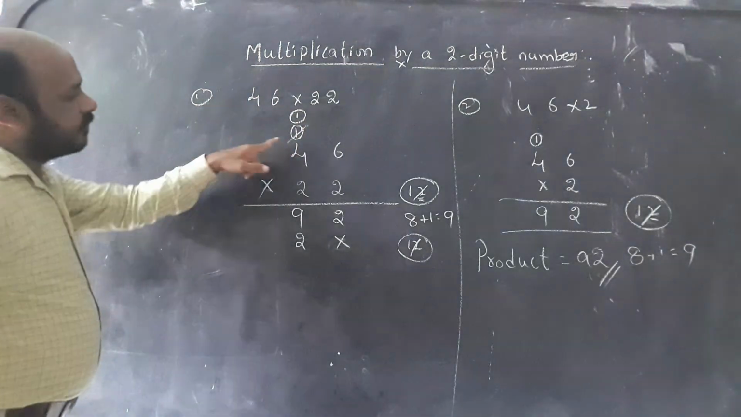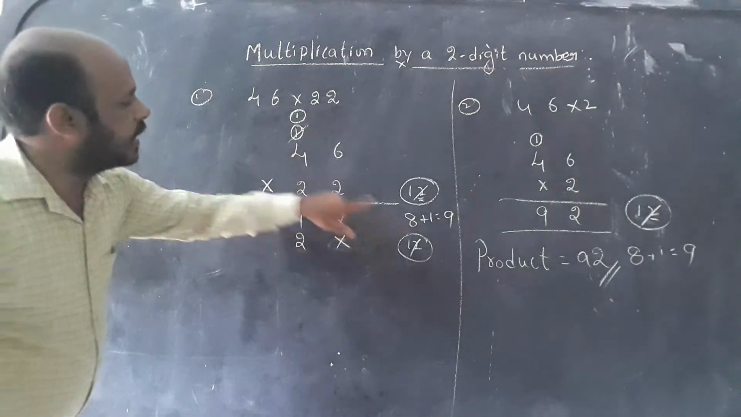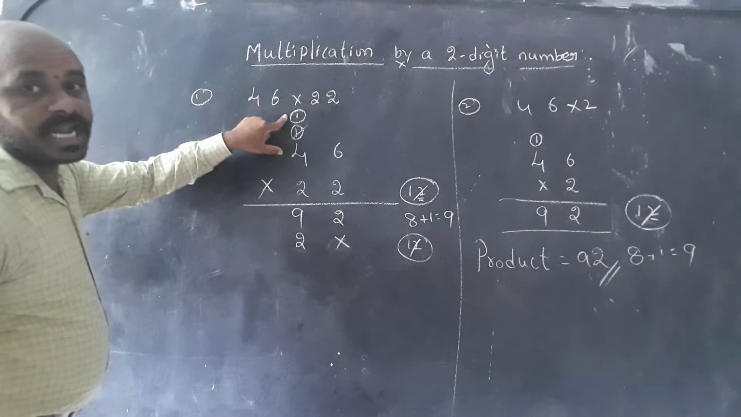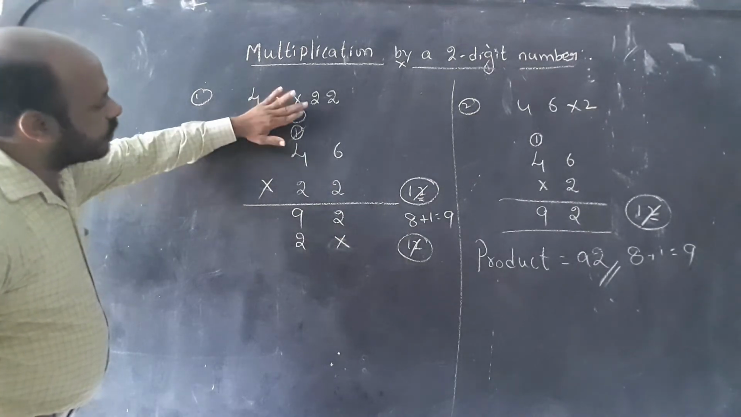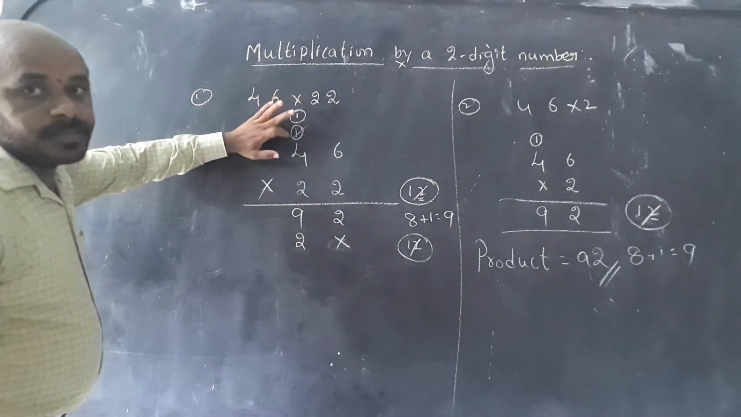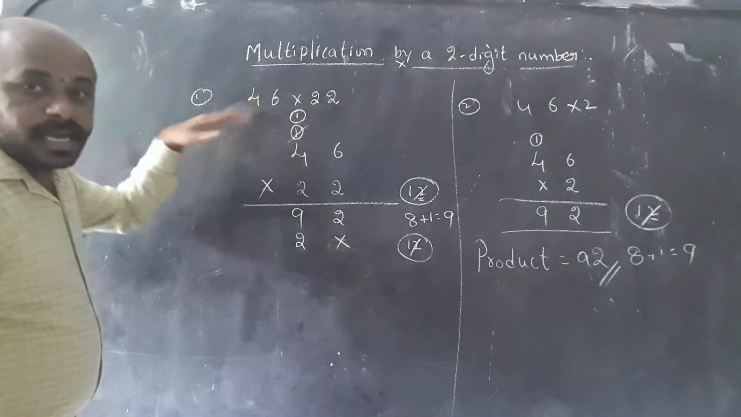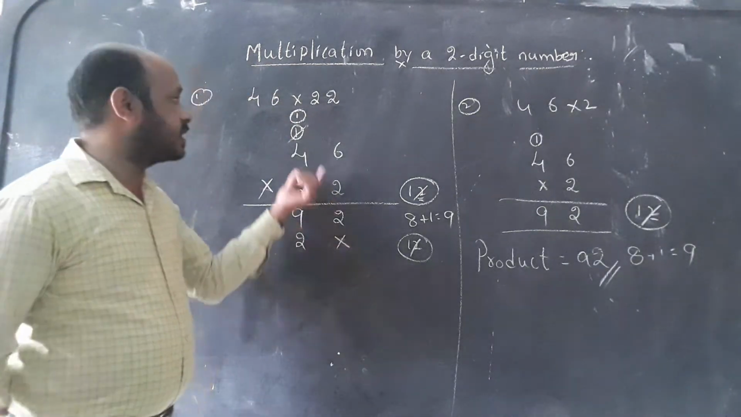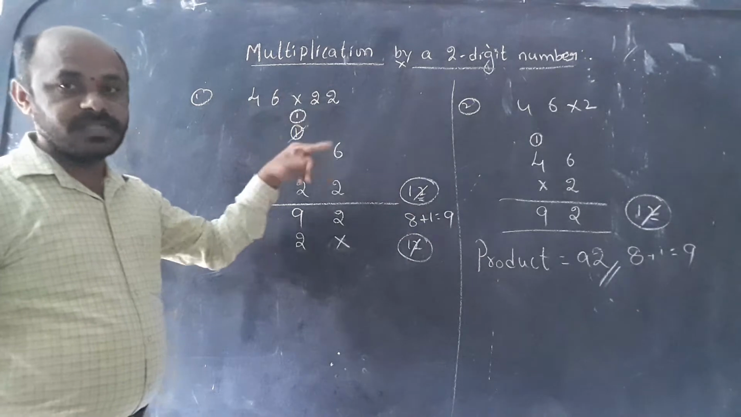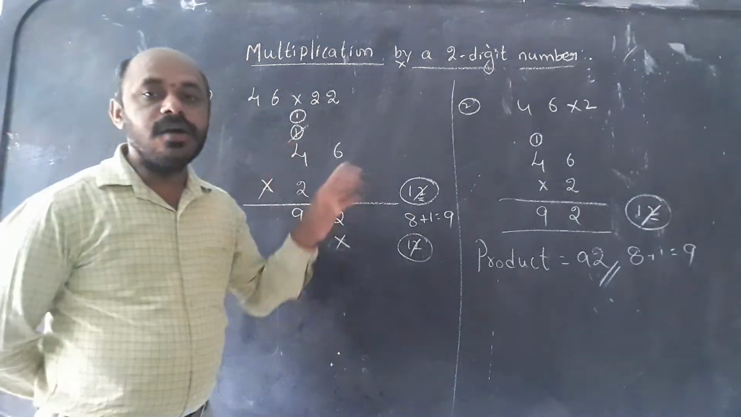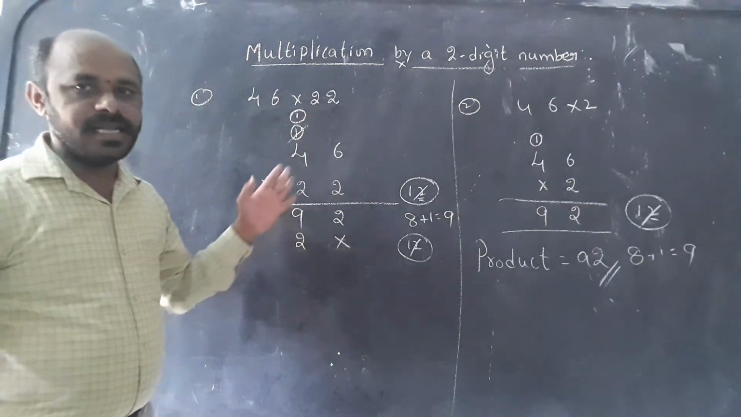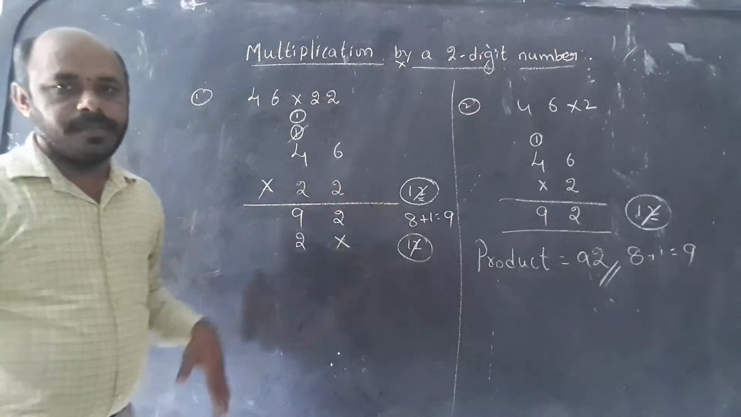See children, whenever I carry, I add it and then I cut it, because otherwise the carry will cause confusion. If you are not adding it, we will get some confusion. Here we got only 1, but in other multiplications it may be 2 or something else. That's why just cut it. Cut it means we have already added that carry to the number before it.